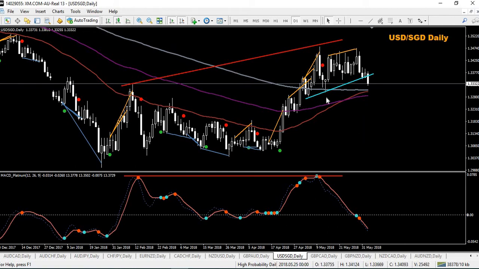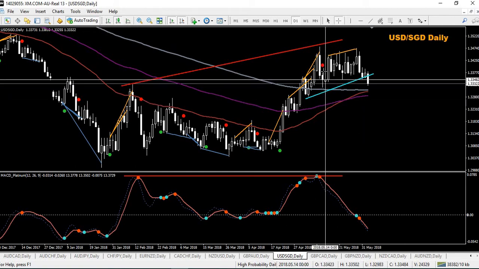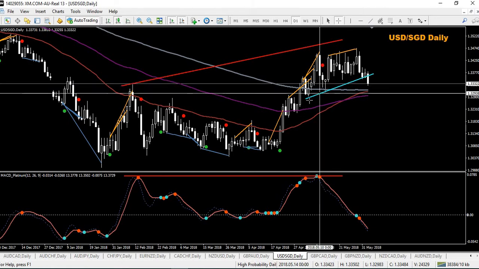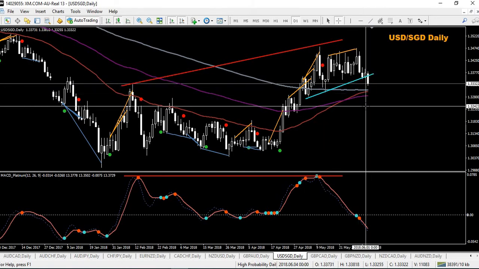USD Singapore dollar. Now this still has this red dot from back here. Still a valid sell signal. I drew this little trend line, and today it's dropping through that trend line.